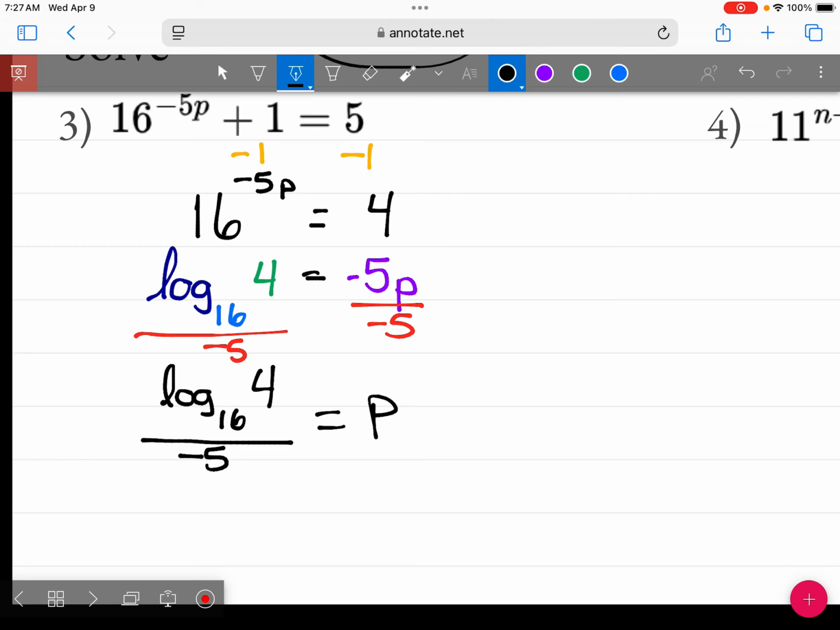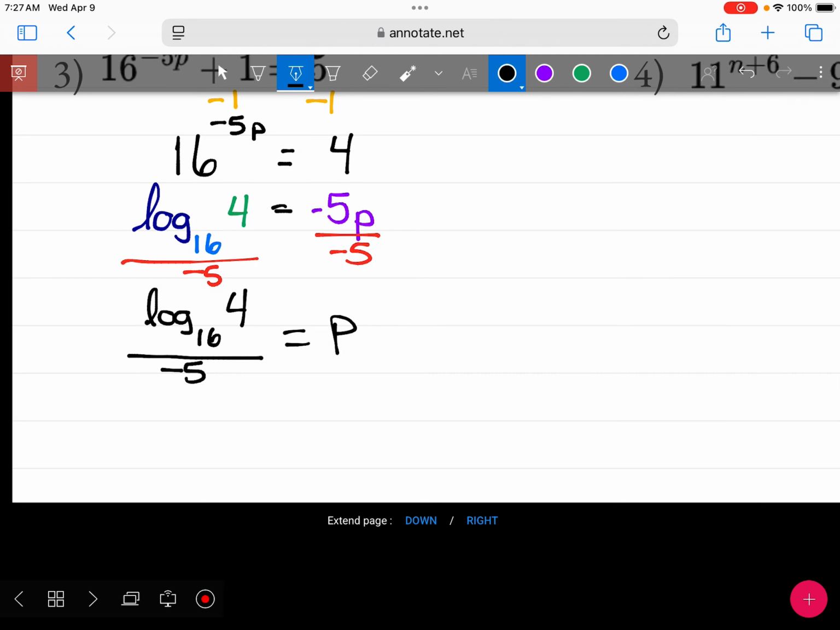I've got a p equals. But if I want to know how many pineapples that is, I've got no darn clue. How do we get a decimal answer here?